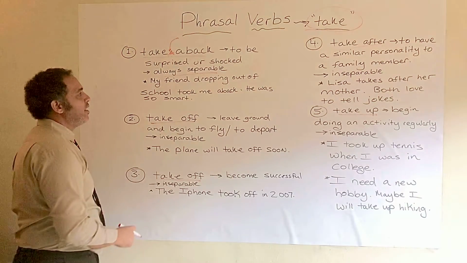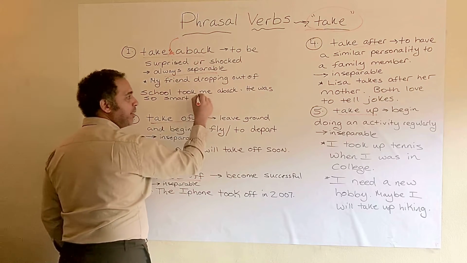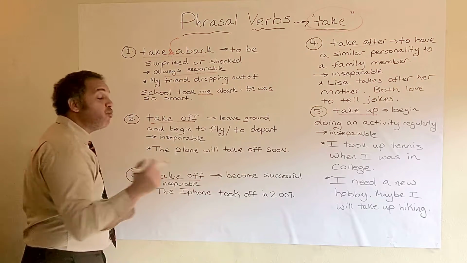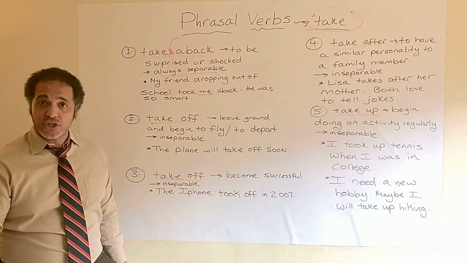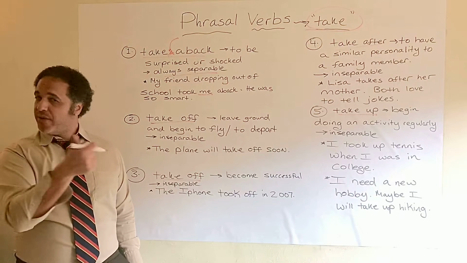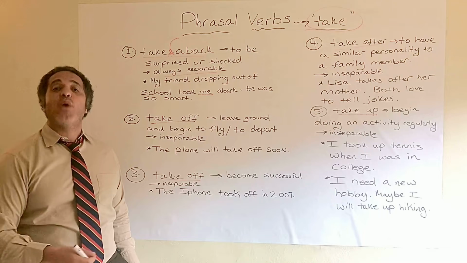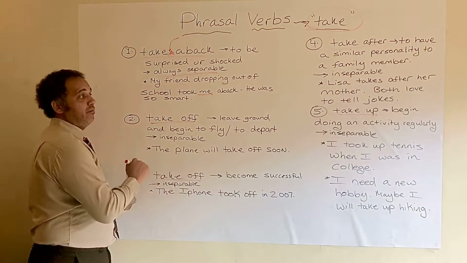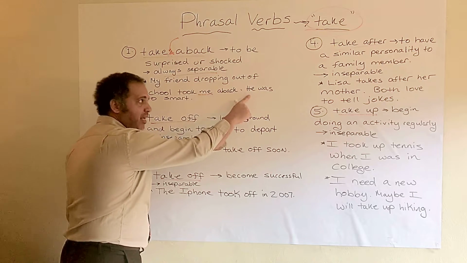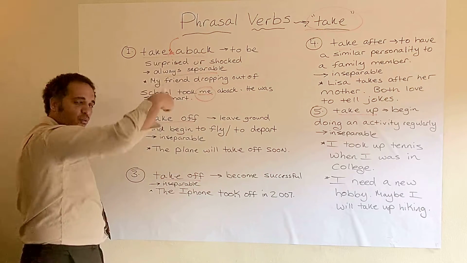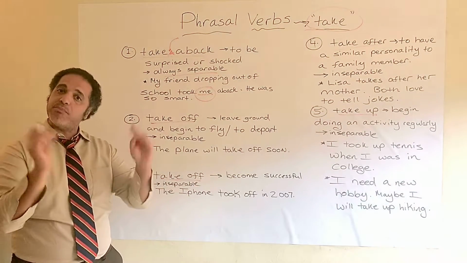So, for example, my friend dropping out of school took me aback. He was so smart. So what am I saying here? I'm saying I was really, really shocked because my friend was very intelligent. I thought he would complete school, not only complete it, but do well in school. And he dropped out. Now, I cannot say took aback me. I have to put something right there in the middle. So if it is always separable, we need to separate it.